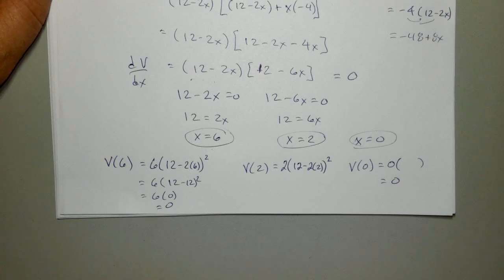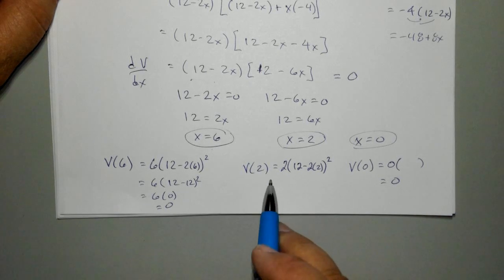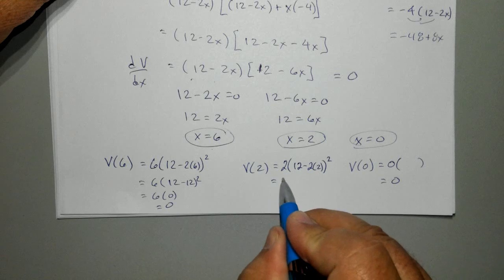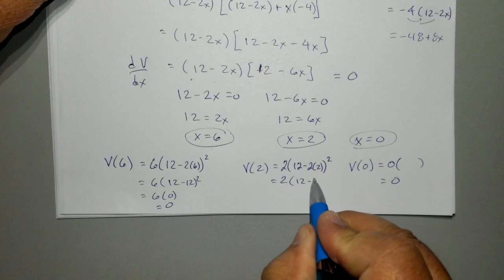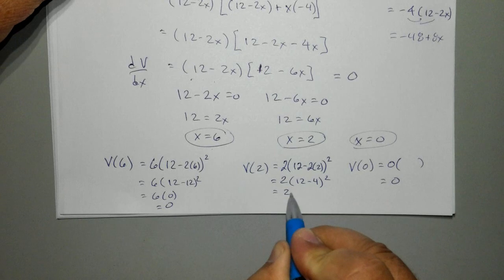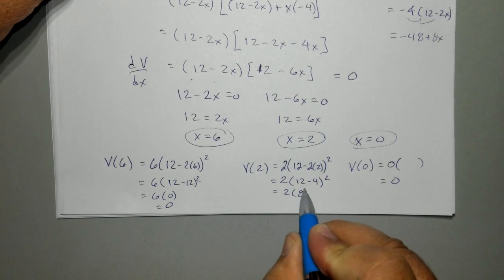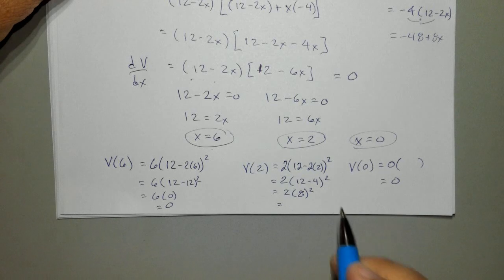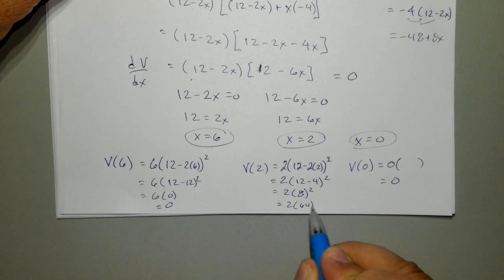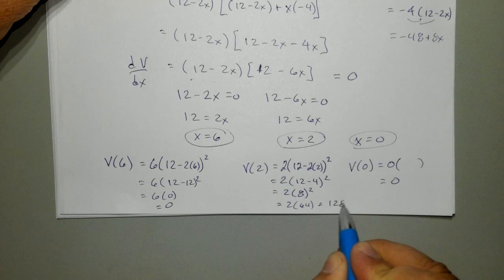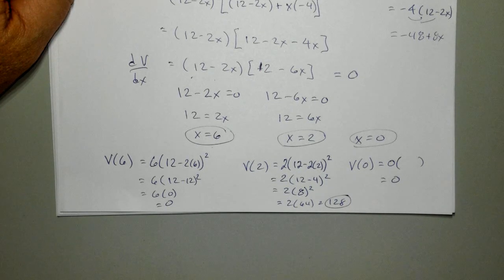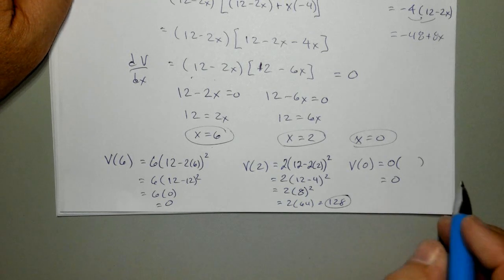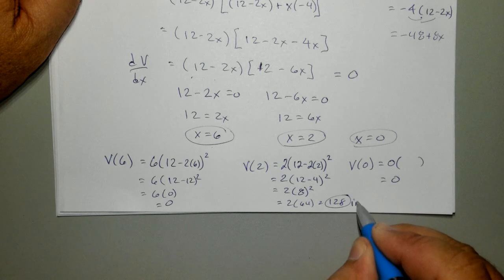Okay, so the endpoints give us 0. Don't think they're going to be maximum. So our maximum is going to come with this middle one. Two times 64, 128. What units were these? Inches. So cubic inches.